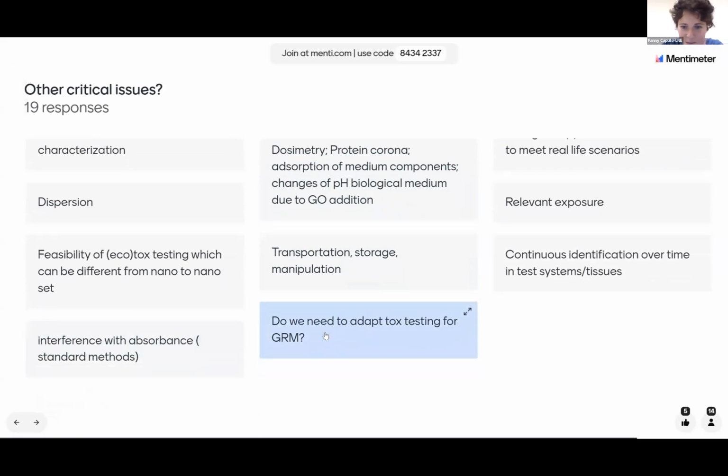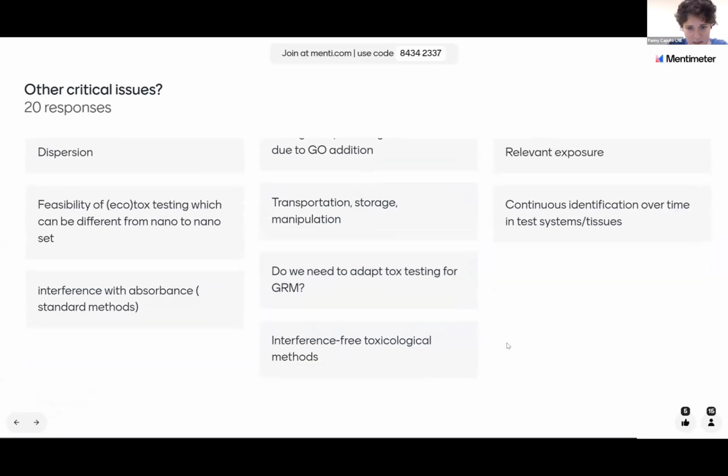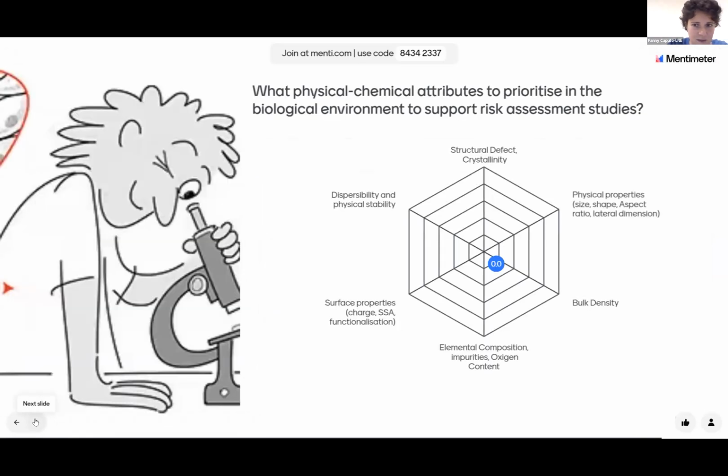Okay, so I will give you 30 seconds more. Interference with observance of standards methods. That also is very important, I think, and super critical. Voila.